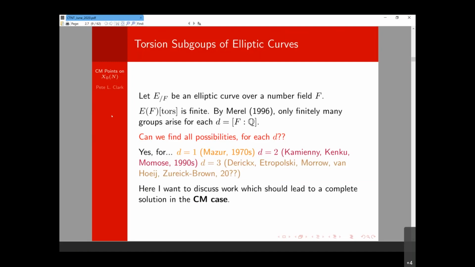The definition will be coming soon. And again, the work that I'm describing today should lead, in some sense, you can ask me about that after the talk if you like, to a complete solution of the classification of degree D torsion subgroups of elliptic curves with complex multiplication. So that's the first sort of motivation from the torsion angle.